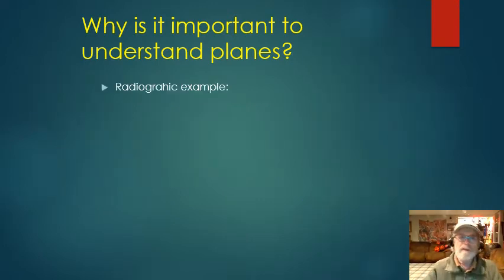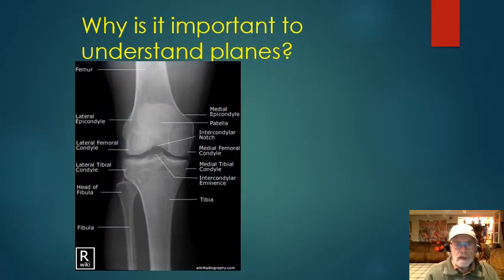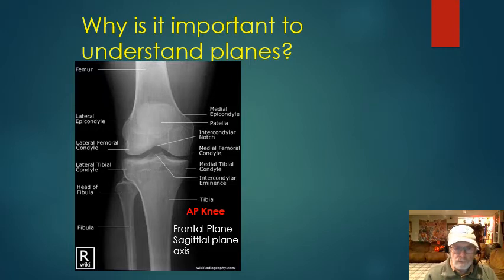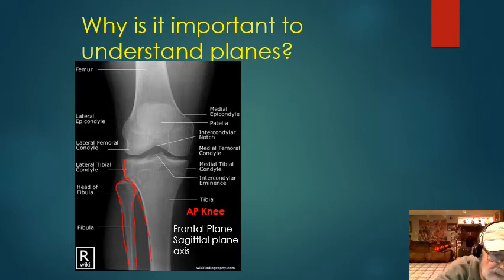Okay, let me give you some radiographic examples here. This is a knee. It's called an AP knee. Okay, it's on the frontal plane, so therefore it has a sagittal plane axis. Now here's what I want you to do. You can see this knee. Here's the fibula right here. If you don't know much anatomy, that's on the lateral side of the leg. Here's the tibia coming down here. We'll talk about those, you'll know those real soon. Here's the femur, right here. Here's the patella sitting right here, the kneecap.